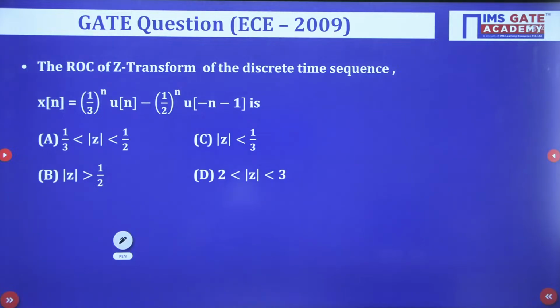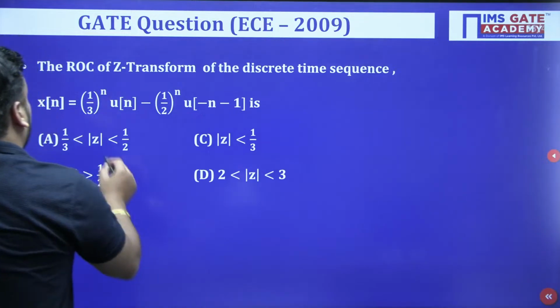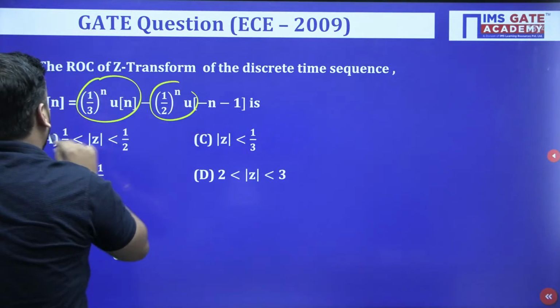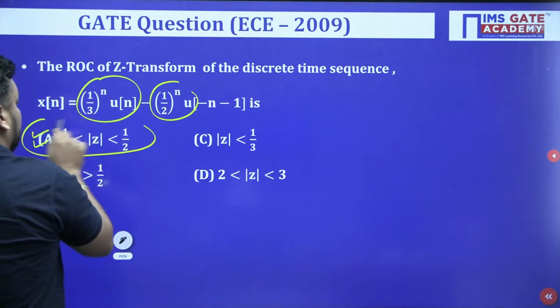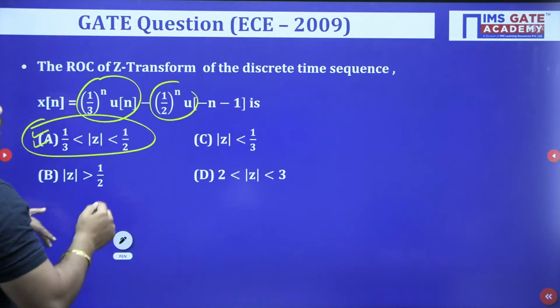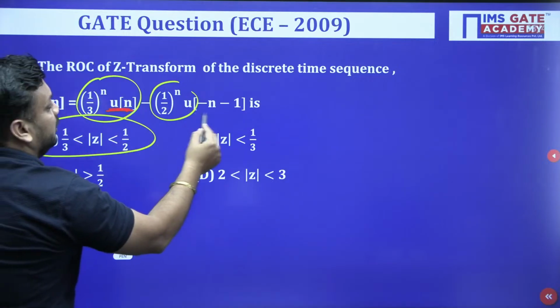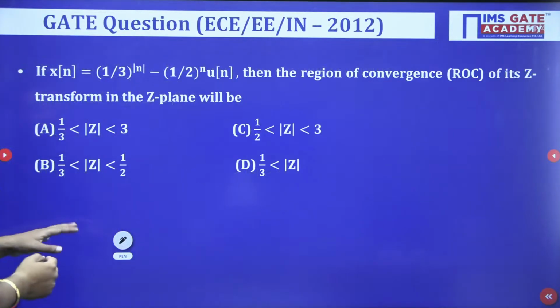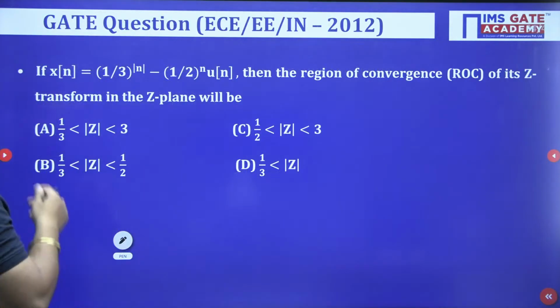Very easy question. Option A. Such an easy question, done in 9 seconds, very good. So mod of z is greater than 1 by 3 and less than half. Option A, because here un is right sided, and here u of minus n minus 1 is left sided.